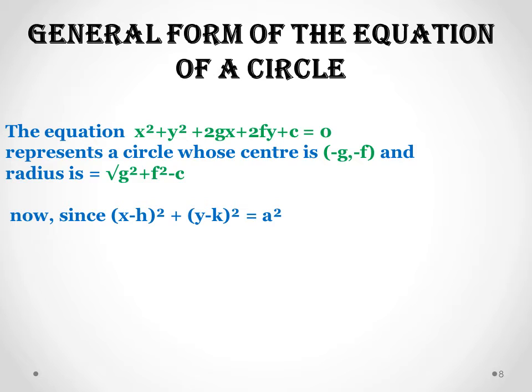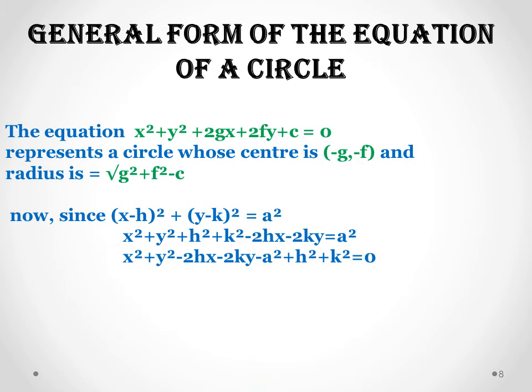Your standard form of the equation is (x minus h) whole square plus (y minus k) whole square is equal to a square, where x, y are the points on the circumference and h, k are the center points, and a is the radius. Now if you open up the brackets, you will get x square plus y square plus h square plus k square minus 2hx minus 2ky is equal to a square.